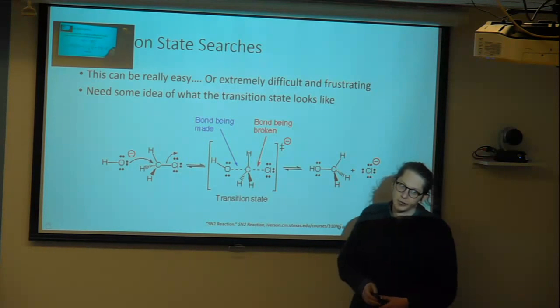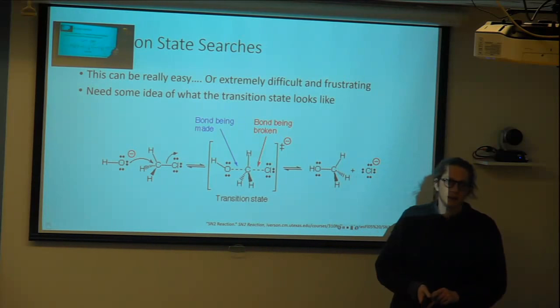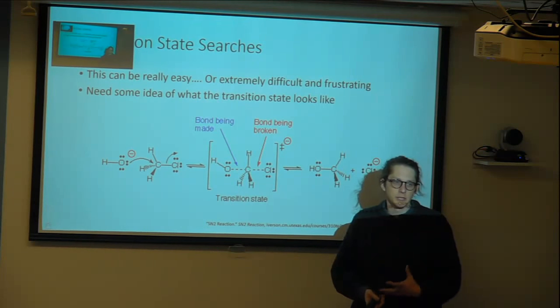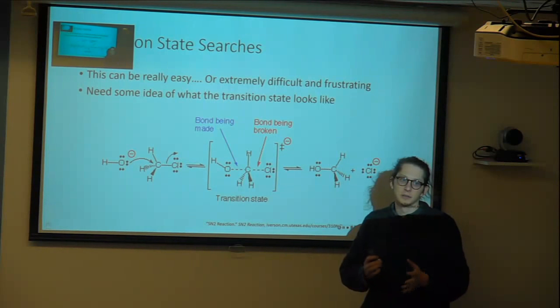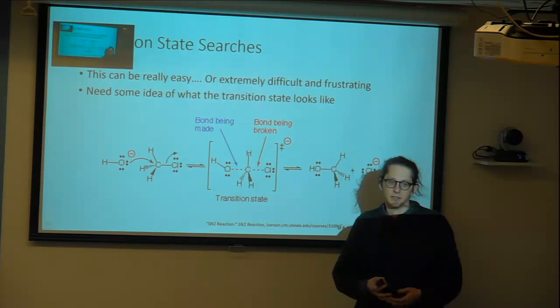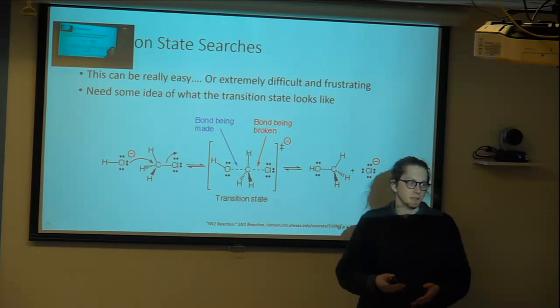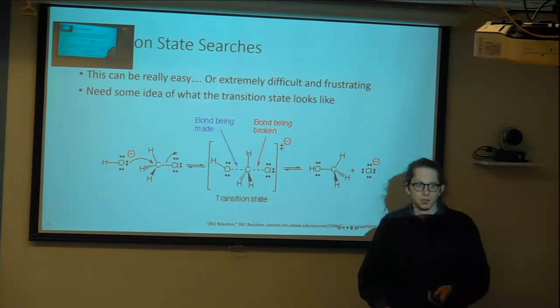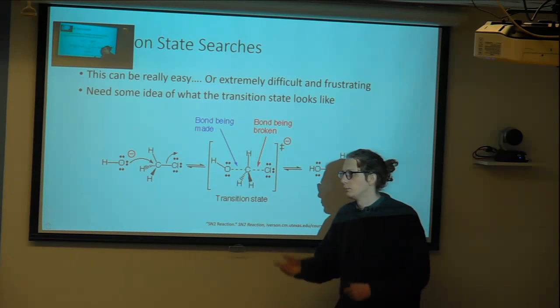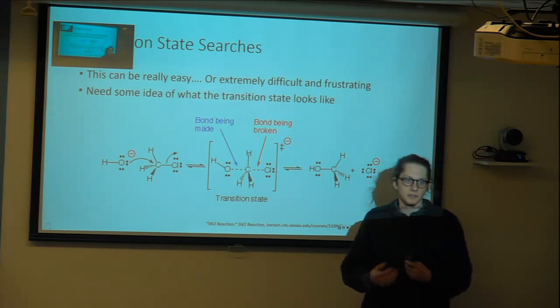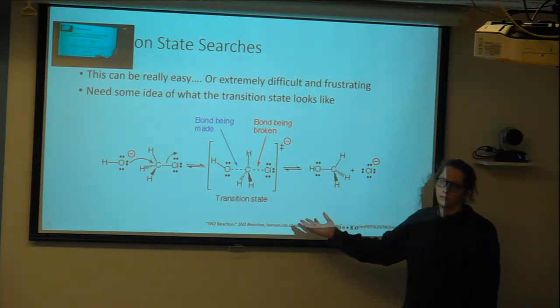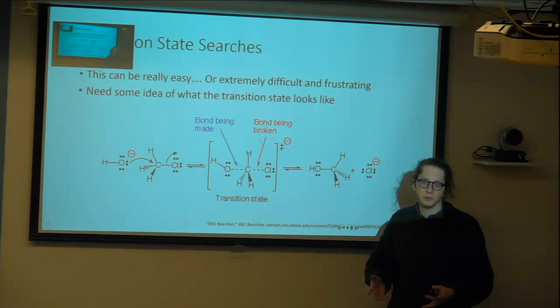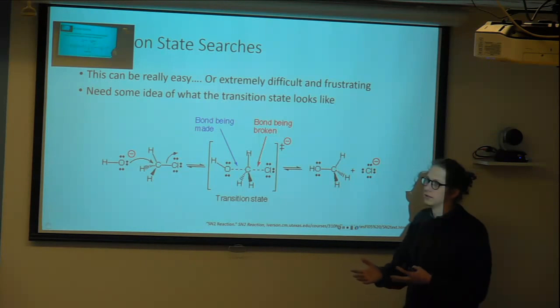Okay, so transition state searches. For simple reactions, these can be really easy, but in most cases, you're not going to get them on the first try, unless you have a really good idea of what the transition state actually looks like. So in this example, I'm going to do an SN2 type reaction. And this is easy because it's well studied and we know what an SN2 transition state looks like.